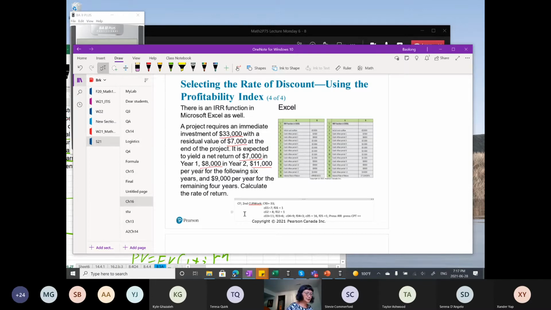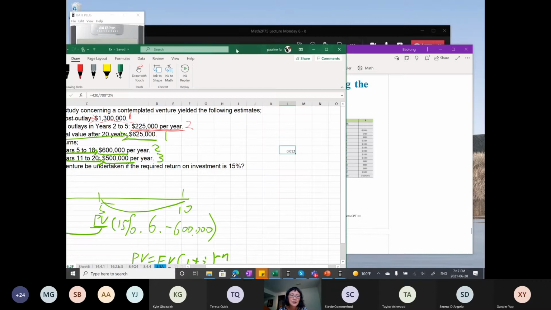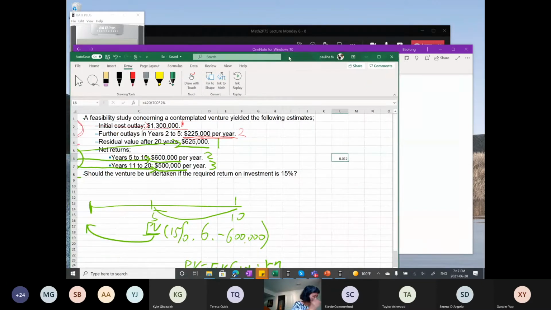So again, I'm going to use 2 methods. One is to use the Excel IRR function. The other is to use the calculator IRR cash flow button. Okay. So to use Excel, you have to set up this question.